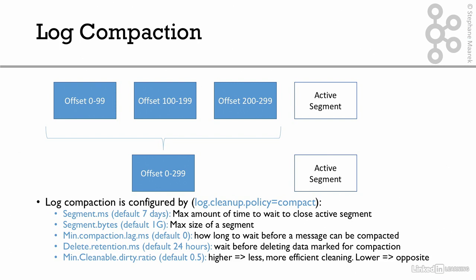And finally, min.cleanable.dirty.ratio. If we set something higher, we'll have less compaction and more efficient cleaning. And if we set it to a lower setting, and that's what we'll do in our hands-on just for proving the point, we'll have the opposite behavior. That means that we'll have less efficient cleaning, but a lot more cleanings happening. Overall, min.cleanable.dirty.ratio 0.5 is a good default, but we'll just tweak it so we can trigger log compaction easily in the next lecture.